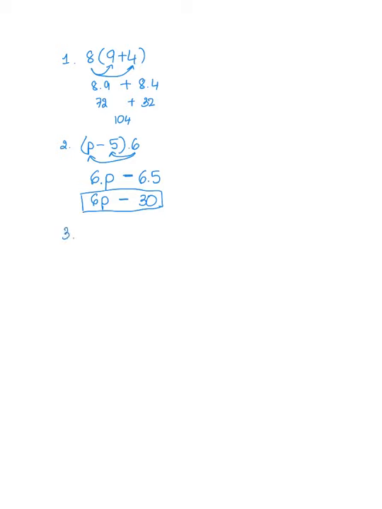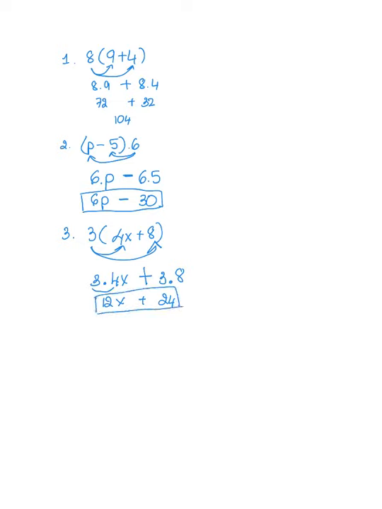Number 3, I have 3 times 4x plus 8. I'm gonna distribute them. 3 to the 4x and then 3 to the 8. So 3 times 4x and then 3 times 8. This is plus. So 3 times 4 is 12x. 3 times 8 is 24. This is variable, so you can't simplify more. You leave it at 12x and 24.